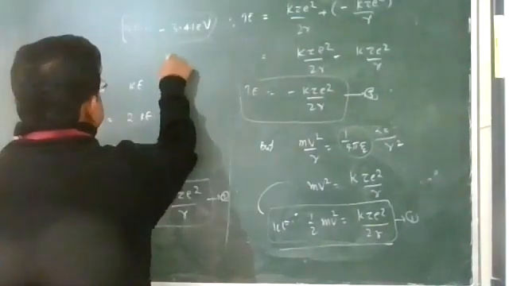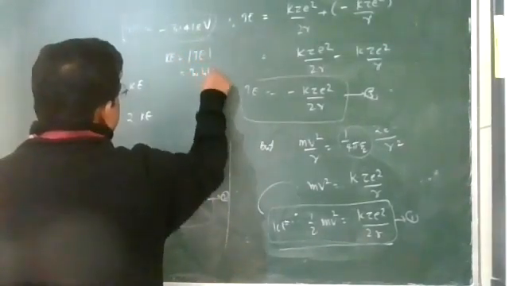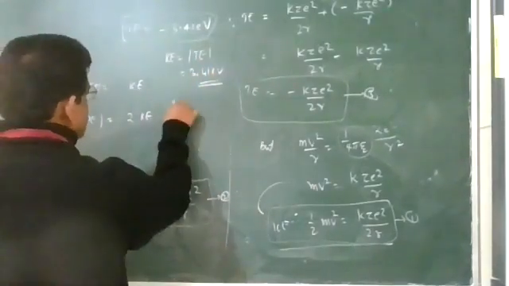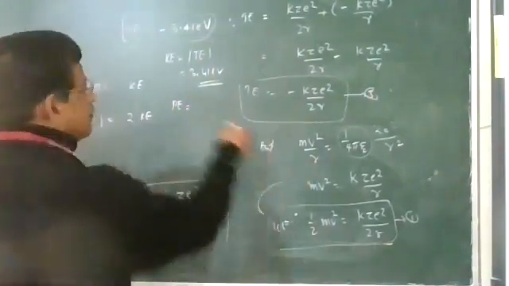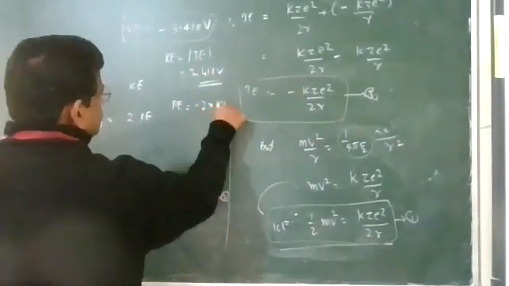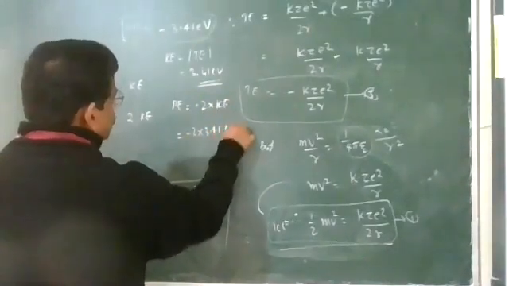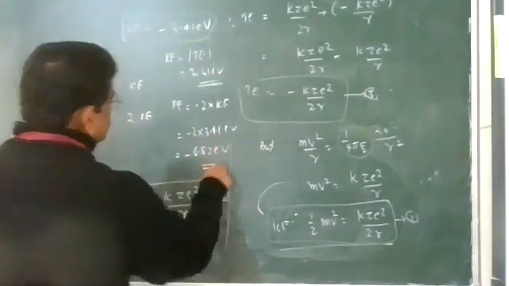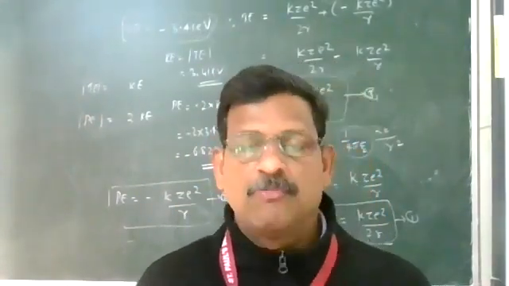Kinetic energy, the magnitude of total energy, is equal to 3.41 electron volt itself. What about the potential energy? The magnitude of potential energy is 2 times the kinetic energy, so it is minus 2 into 3.41 electron volt, which is equal to minus 6.82 electron volt. If any one energy is given to you, you can calculate the energy of the other one. Very, very important.